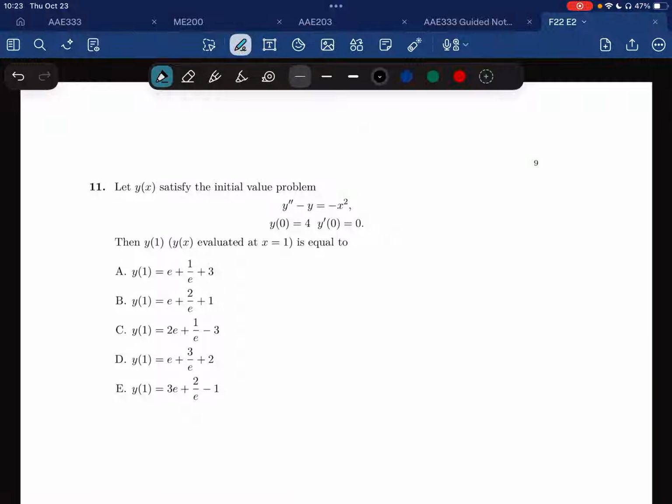So let's look for a homogeneous solution first, right? Lambda squared minus 1 is equal to 0, so lambda is equal to plus or minus 1. So your homogeneous solution is C1 e to the x plus C2 e to the negative x.